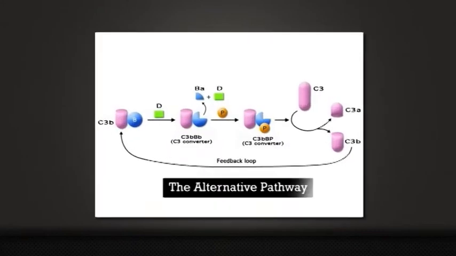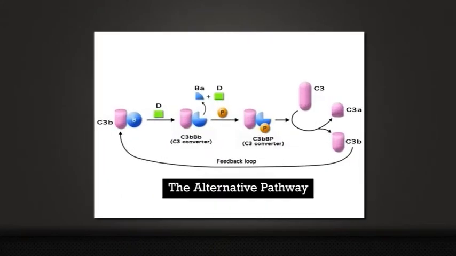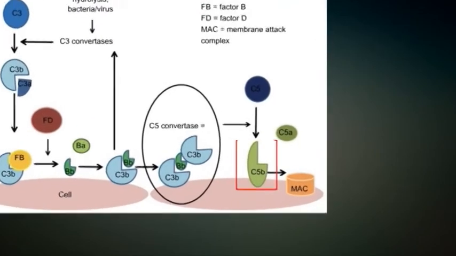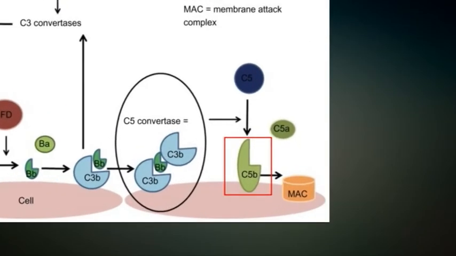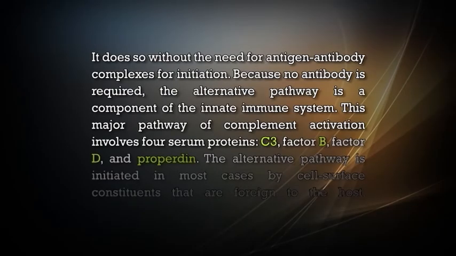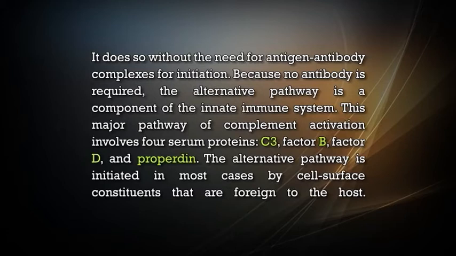Now let us see the alternative pathway. The alternative pathway generates bound C5b, the same product that the classical pathway generates. But it does so without the need for antigen-antibody complexes for initiation. Because no antibody is required, the alternative pathway is a component of the innate immune system. This major pathway of complement activation involves four serum proteins: C3, factor B, factor D, and properdin.